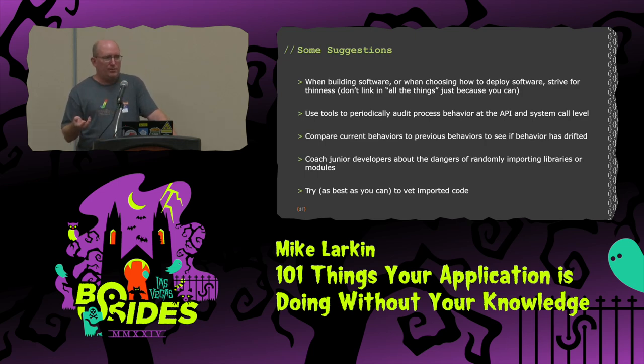If you're building software for Linux, choose distributions that have thinness as a mindset. Alpine's a really good one, right? They strive for very, very thin software. Don't link in all the things just because you can. Don't say, I might need smart card logins in my app someday, so I'm going to link the smart card library in. Don't do it until you absolutely need it.